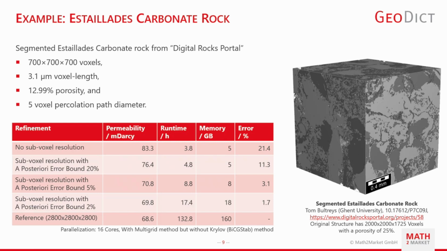Then we used the sub-voxel feature, and we compared. You see that when you increase the accuracy, if you reduce the error bound, the computed permeability gets closer and closer to our reference solution. But of course, in exchange, it takes a little bit more runtime and more memory. But the results are also quite good here.